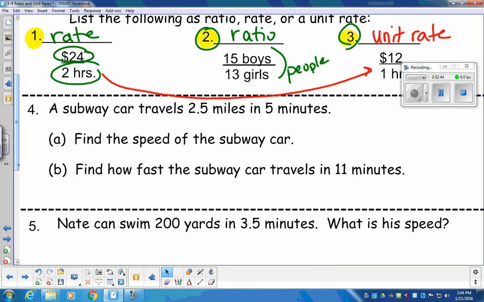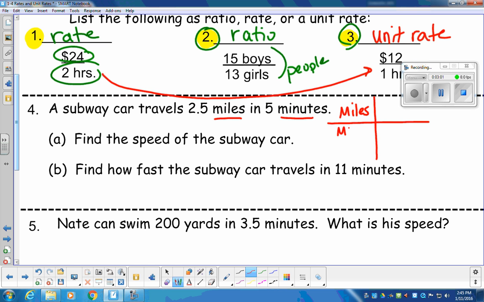Moving on now to number 4. We have a subway car traveling 2.5 miles in 5 minutes. So we're comparing miles compared to minutes. That becomes a rate, two different quantities. We're asked to calculate the speed of the car measured in miles per minute. So 2.5 miles every 5 minutes. What is the speed of the car?